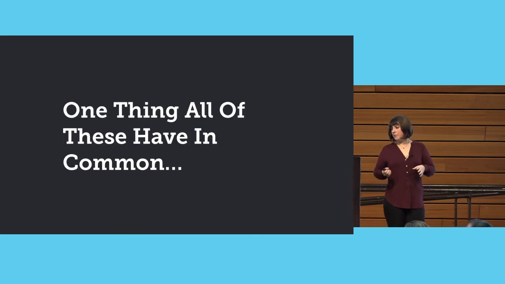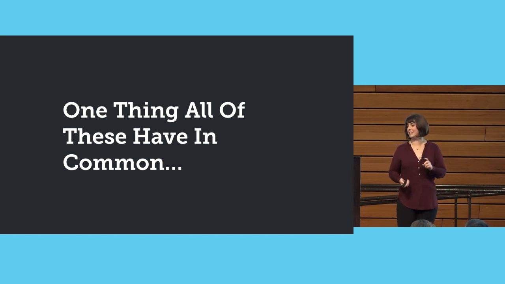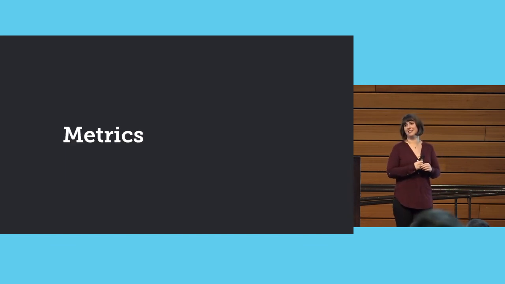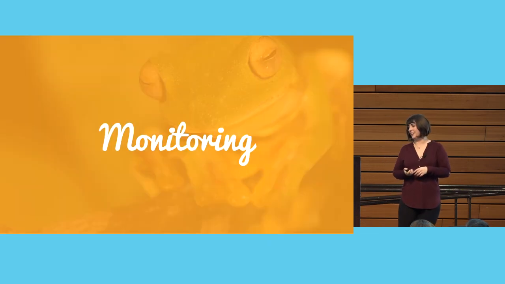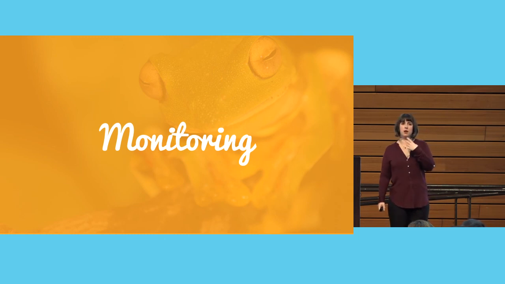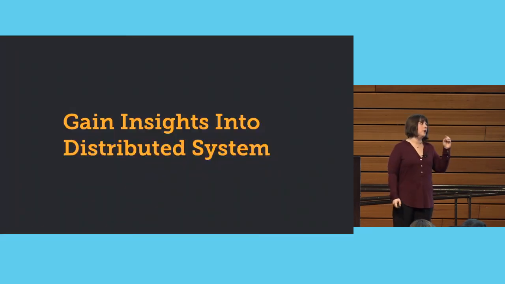But as I start to wrap things up, you might have noticed a common thread through everything that I've said. I've mentioned the same thing several different times in several different contexts. That's about metrics. It's about information. And it's about monitoring. Because you now have a distributed system. You don't just have one monolithic application. You have all of these different parts, and you need to know what's going on. So monitoring is all about gaining insights into your distributed system.